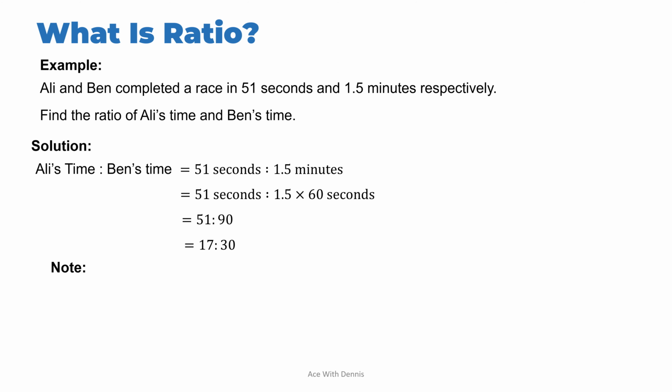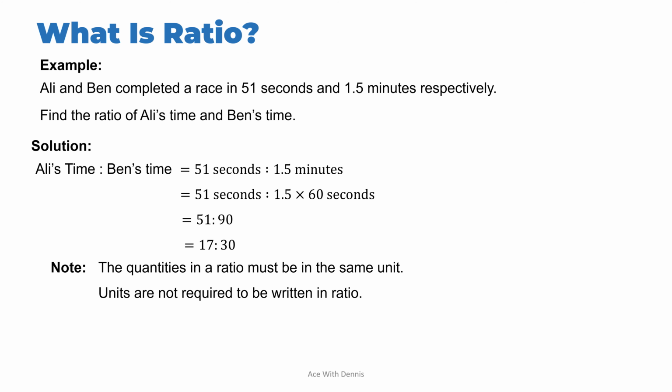Here's a note that you need to pay attention to. The quantities in a ratio must be in the same unit. Units are not required to be written in a ratio. Therefore, as you can see from the answer, we only have 17 to 30. We don't leave the answer as 17 seconds to 30 seconds.